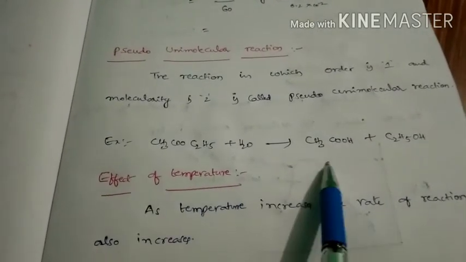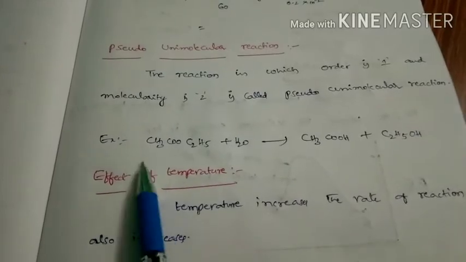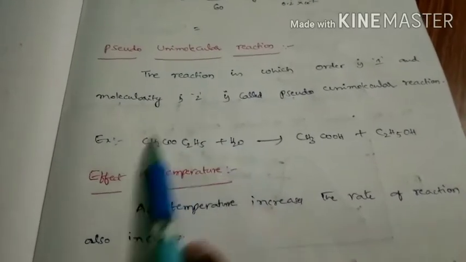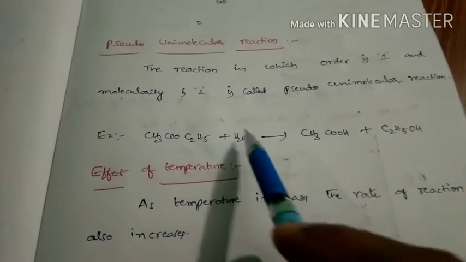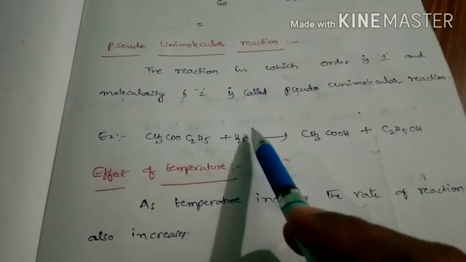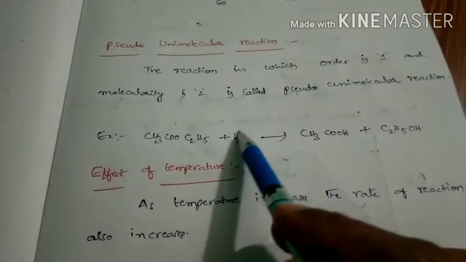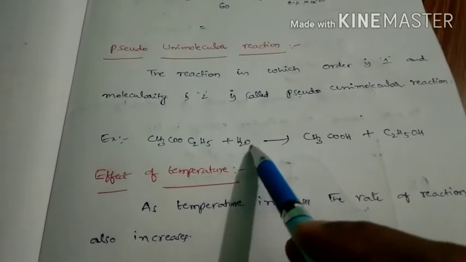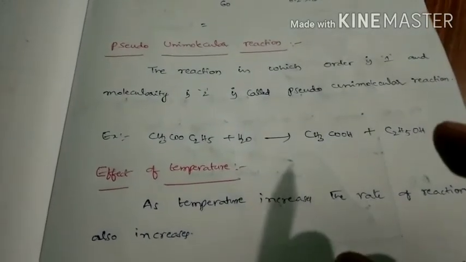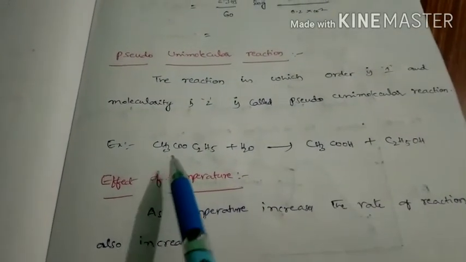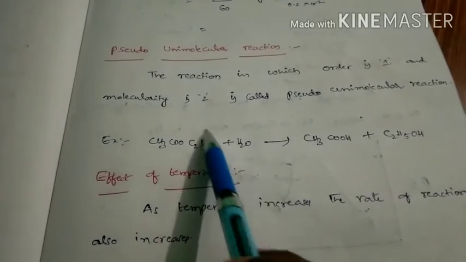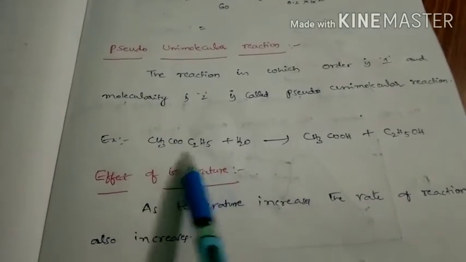For this, the example is this one. In this case two reactant molecules are there. In this case we take more amount of H2O. If concentration of a reactant is more, then order with respect to that substance is 0. So we can ignore the order with respect to this substance. That is why this is first order.